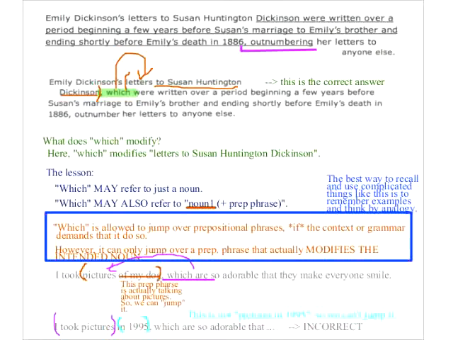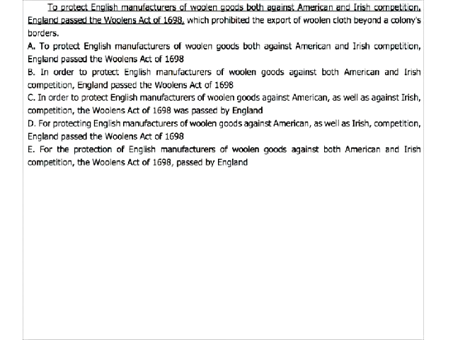Let's move on to another problem. Let's do this one. Go for it, ladies and gentlemen. Let's try it. Okay, everybody, spent a lot of time, so go ahead and pick something.